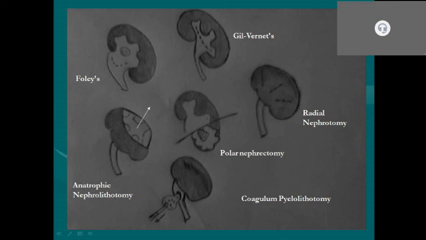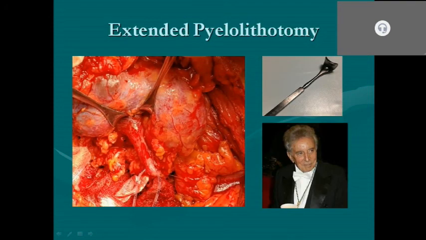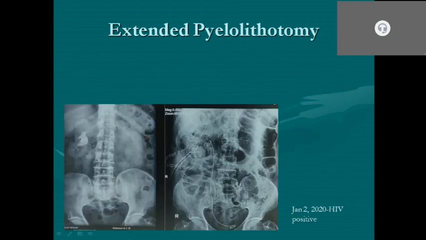Where you open the kidney, one important plane you should know is Brodel's line, considered the relatively avascular line of the kidney, at the junction of the anterior two-thirds and posterior one-third of the kidney, posterolaterally. So this is a pictorial description of extended pyelolithotomy.